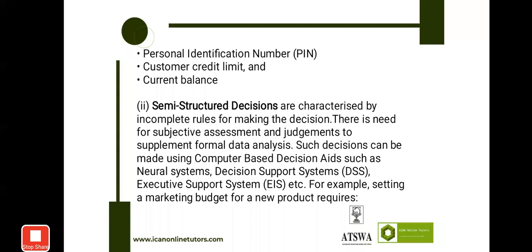So whoever is given this task knows that anybody who comes for a credit facility has to present the personal identification number, the customer credit limit, and the current balance. These are things that he has to request for and to check. So we also have semi-structured decisions.